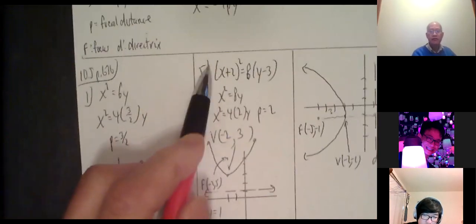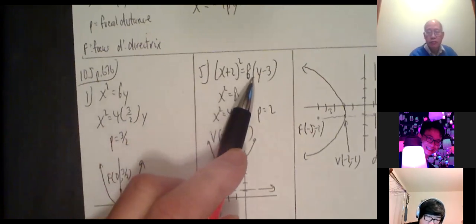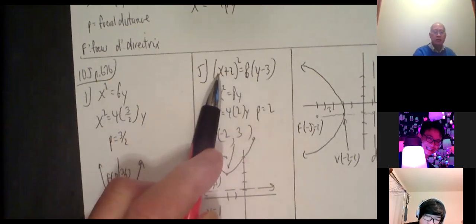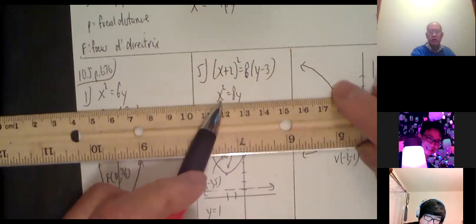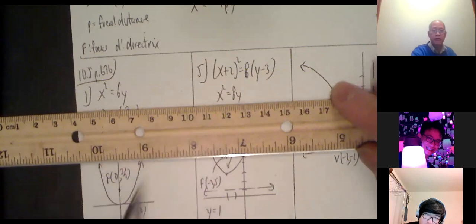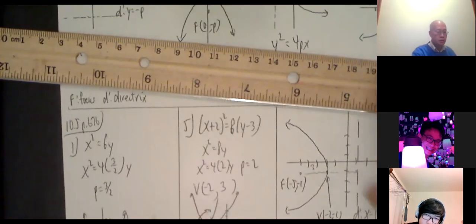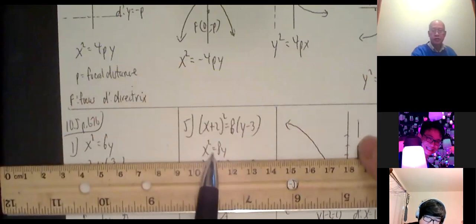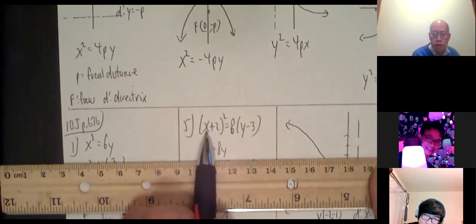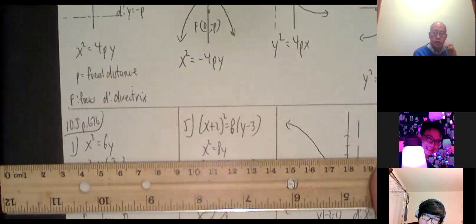Okay, number 5, x plus 2 squared equals 8 times y minus 3. So I know that's a translation. I would start with the base function, x squared equals 8y. I said function, I shouldn't say function. Some of these are not even functions. All right, that's our base parabola, I should say. x squared equals 8y. Once I analyze that, then I know it's going to move 2 to the left and 3 up, right?